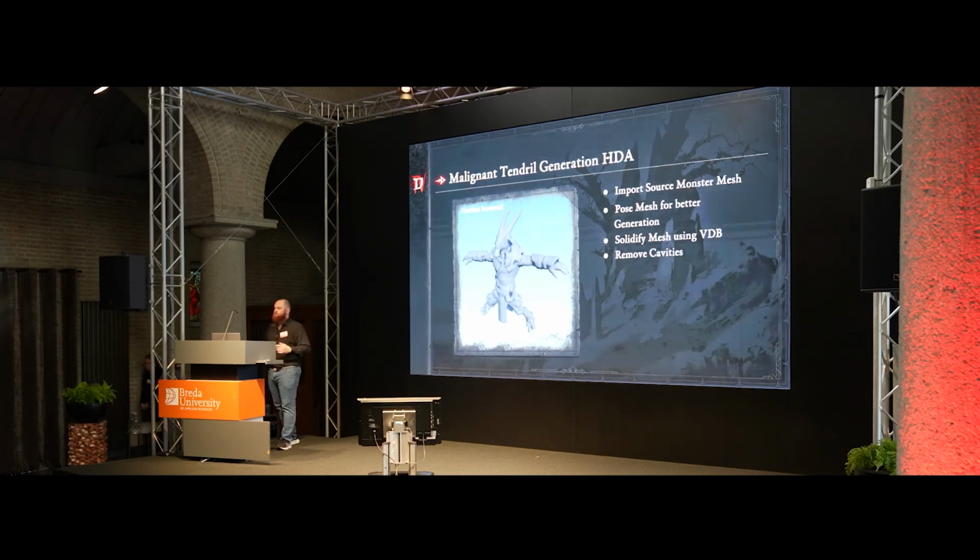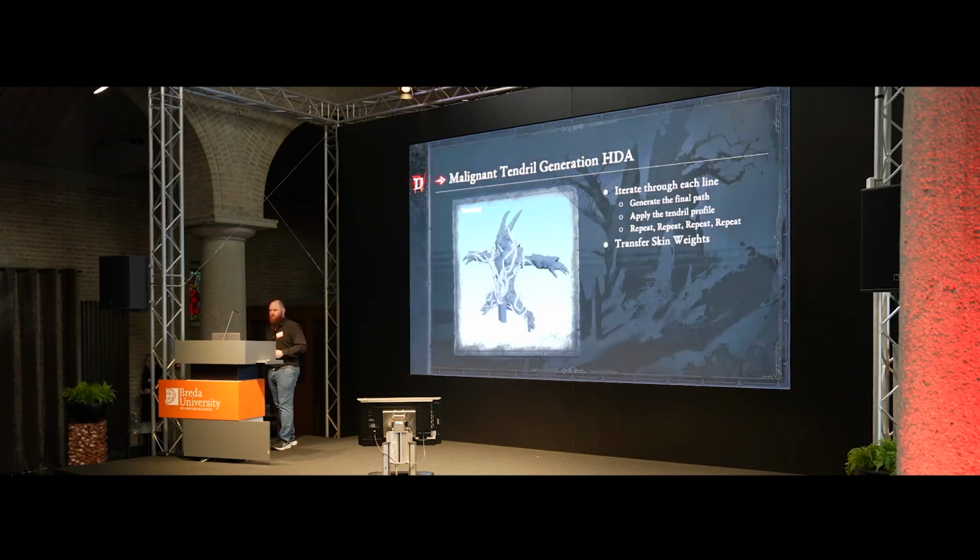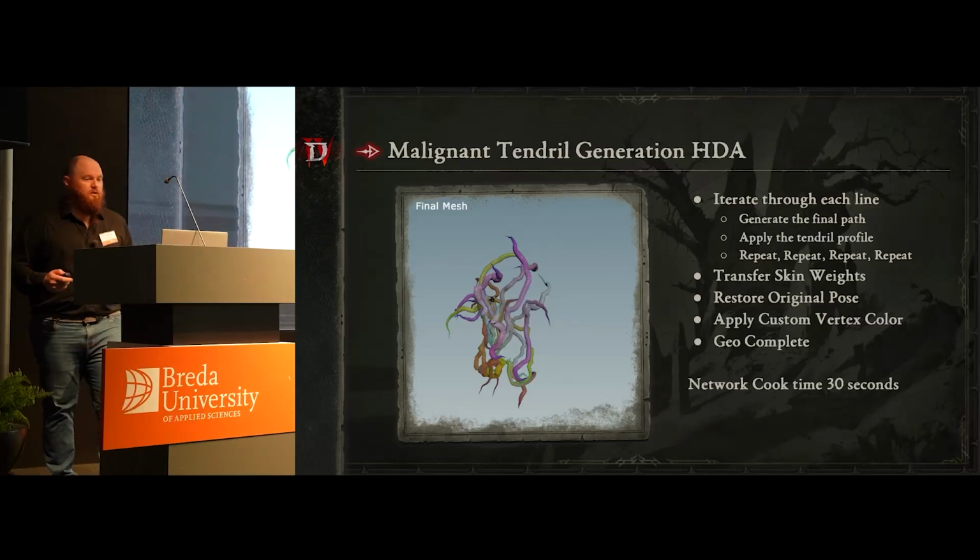And now we need to figure out where the tendrils are going to be located. We start by generating a bunch of points. We connect the points, one for each tendril, and then we iterate through each line. We generate the final path, we apply the tendril profile, and then we repeat, and repeat. We then transfer the skin weights from the original monster to our tendrils. We restore the final pose, or the original pose. We apply some custom vertex color for the shader in-game. And here's what the completed geo looks like.